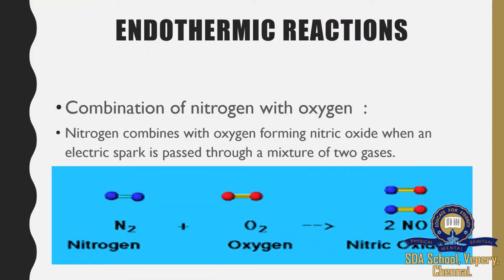We have endothermic reactions. In this endothermic reaction, the first reaction is combination of nitrogen with oxygen. So what is happening in this reaction? The nitrogen is combining with oxygen, forming nitric oxide, when an electric spark is passed through a mixture of the two gases. See, this is nitrogen N2 combining with O2 gives 2NO, that is nitric oxide. So the combination is taking place. This is an endothermic reaction. In this reaction, it is absorbing energy from the atmosphere.